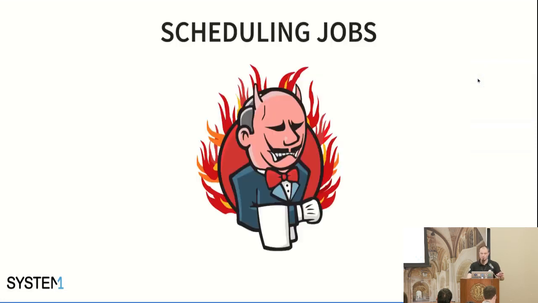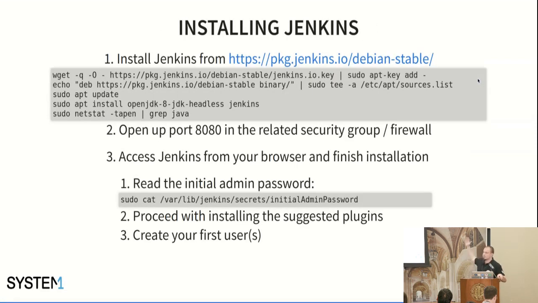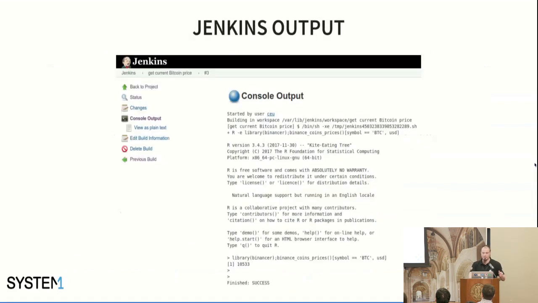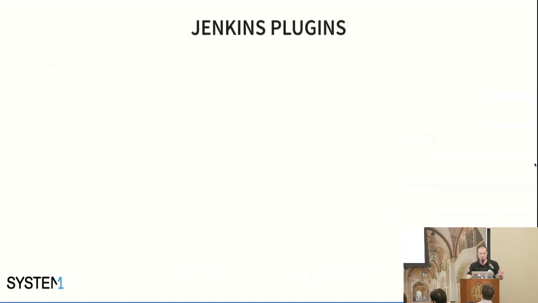Scheduling jobs, highly recommend Jenkins. That works really great. Installation steps, no more than that. And if you're interested in more details, I happen to have a class at the Central European University on using R in production. I try to document every single step in a GitHub README so you can find more there.